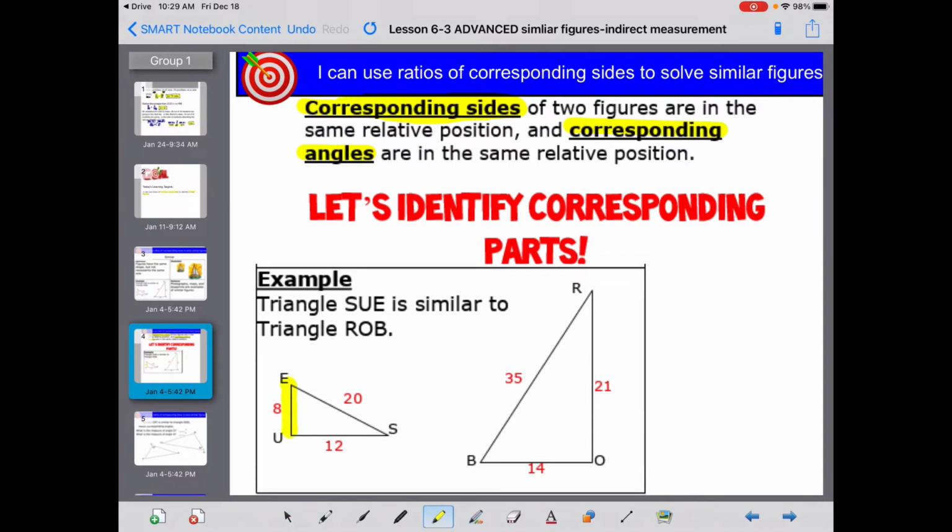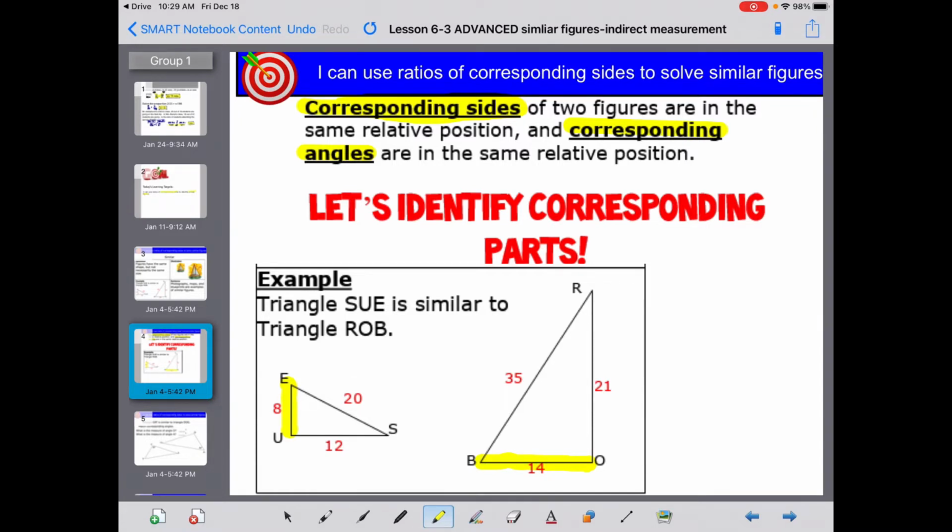Let's look here. EU. I notice that EU is the shortest side of triangle SUE. Which side on ROB corresponds to UE on the smaller triangle? Well, the smallest side in ROB is right here, OB. So those two are corresponding.